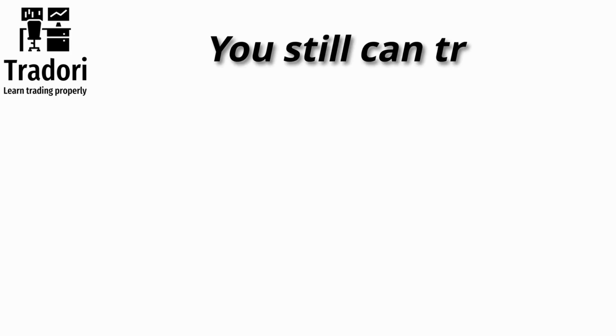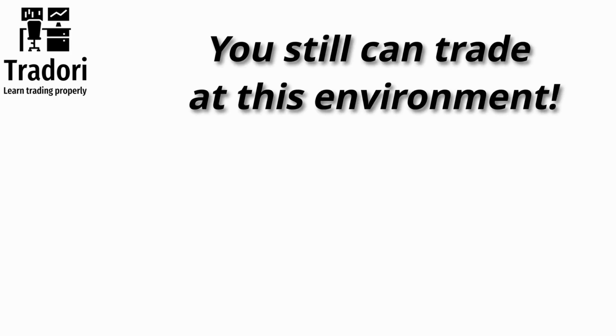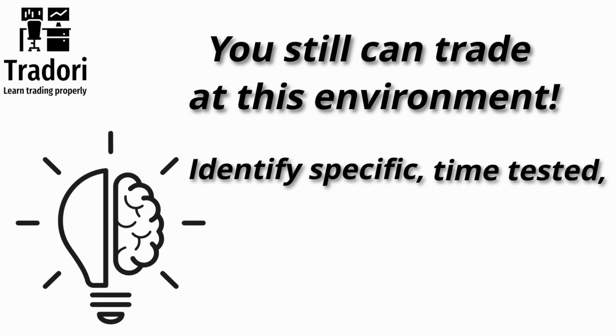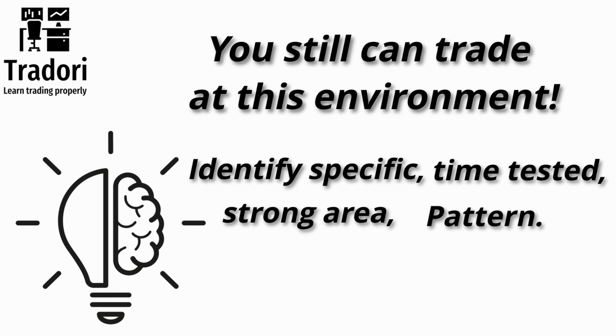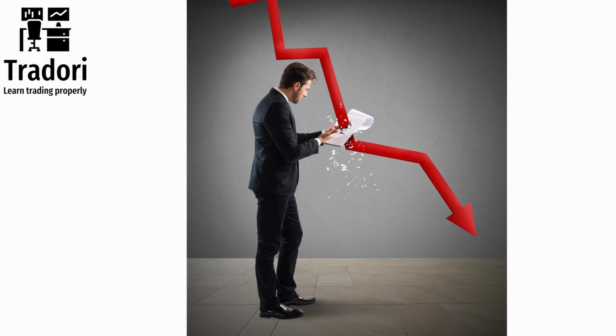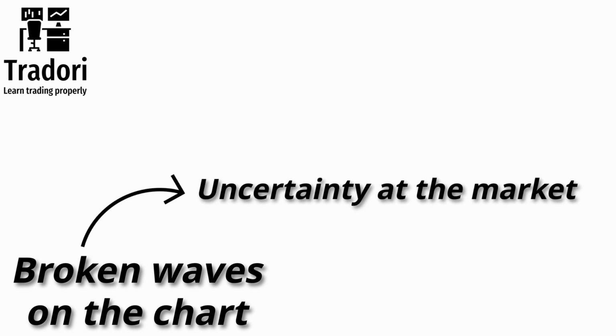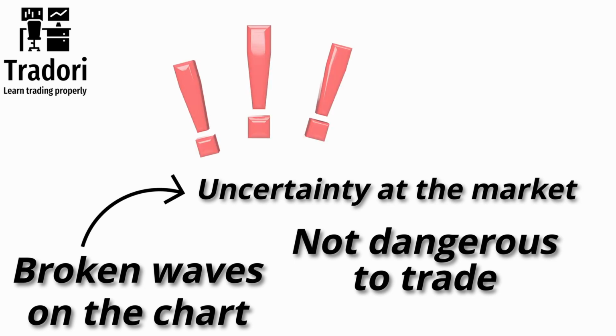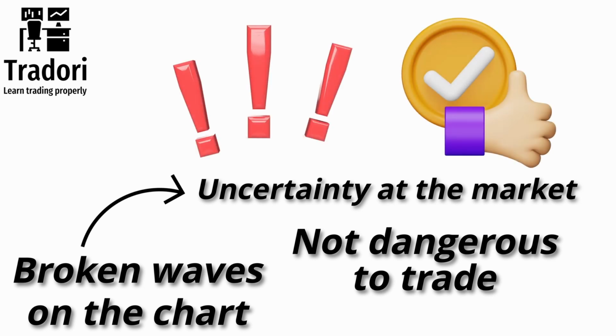It doesn't mean that you cannot trade in this environment. When you know what you're doing, when you identify a specific, time-tested, strong area, pattern, or whatever, you can trade. But even then, it is recommended to keep your stop as low as possible, and to be ready to take losses anyway. When most of the waves on a chart are broken, it means there is uncertainty in the market. It is not that dangerous to trade, but still, you must pay extra attention and take only fully confirmed trades as per your strategy and trading plan.